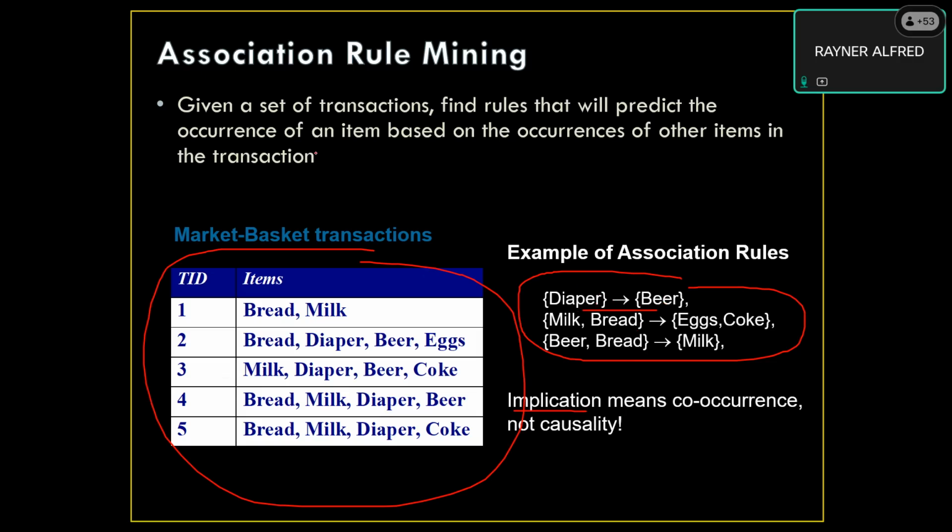If you look at this transaction database, it is a sparse database in which each row has a different number of items. Over here we have 2, this is 4, 4, and so on. So there is a different number of items per row.